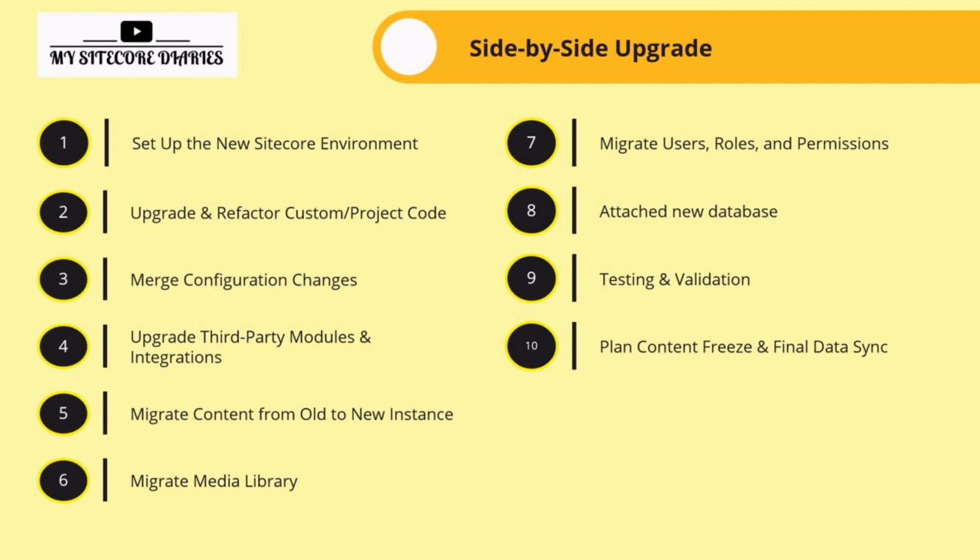Also plan the content freeze and final data sync. Say if you are not doing anything on your existing instance, it may be the case that in the existing instance your content editor might have updated the content. When you started your update, there might be, say, a one month period where you are doing all those things. During that, say, a content editor might have updated something on production, so you need to sync that data.